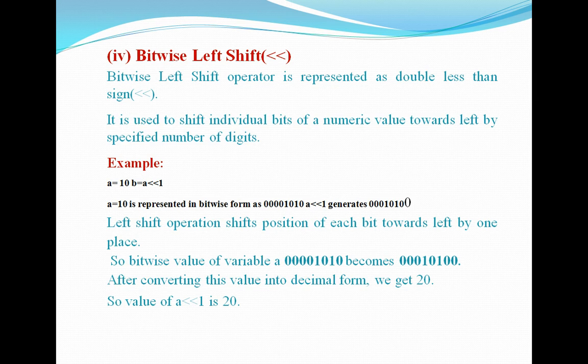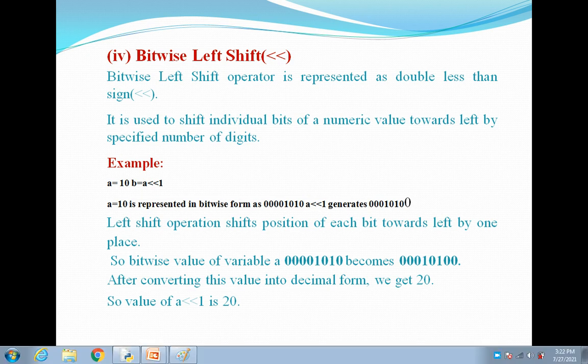Next one is the bitwise left shift and the bitwise right shift. First we'll discuss the bitwise left shift. In bitwise left shift, you have to keep in mind that you have to shift the values by the number that they are giving you. It is represented with the help of the double less than sign. It is used to shift the individual bits of numeric values towards the left by a specified number of digits. Suppose you are given 2, that means you have to shift 2 places to the left.